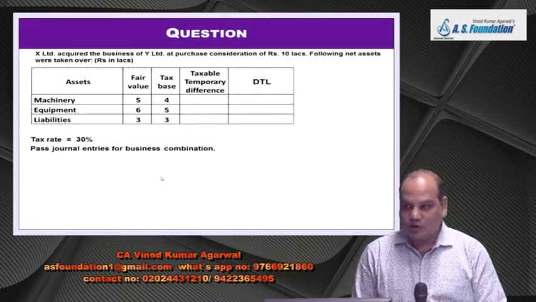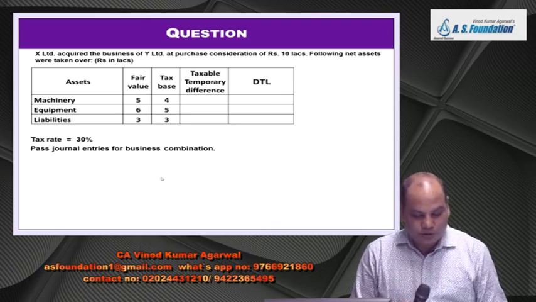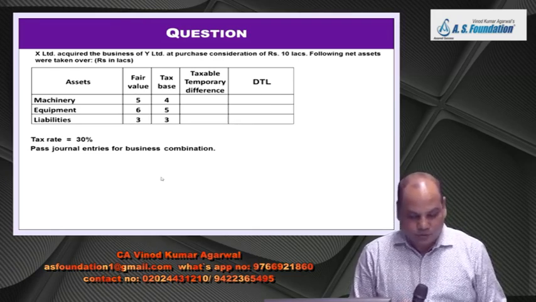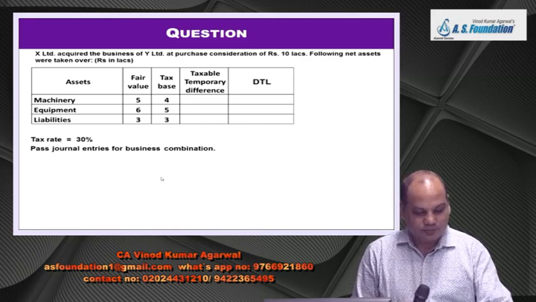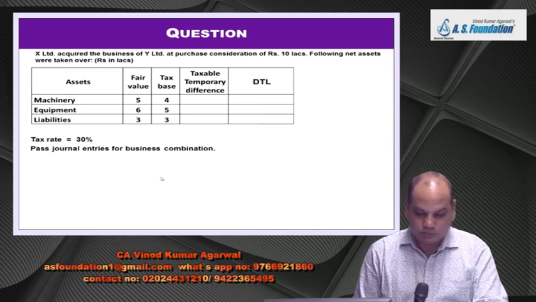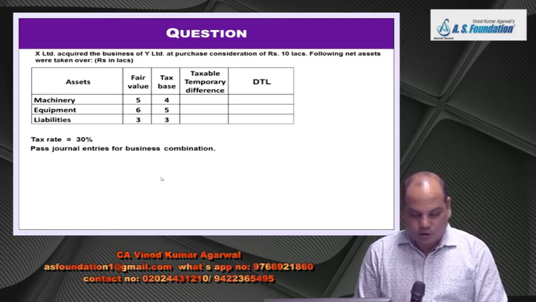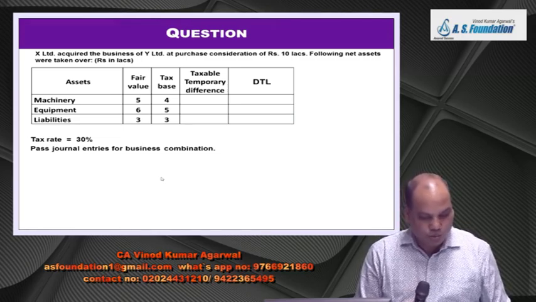Now some basic questions we will solve. Dear student, come to question number 37. Self practice. Question 37. X Limited acquired the business of Y Limited at a purchase consideration of rupees 10 lakh. Following net assets were taken over.